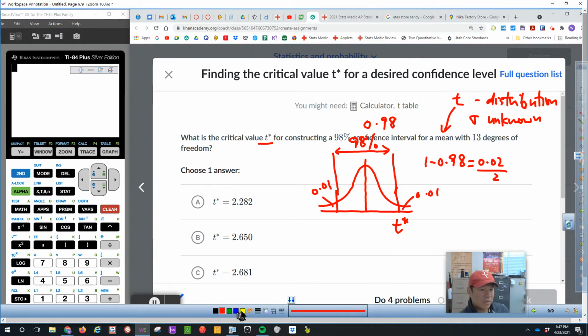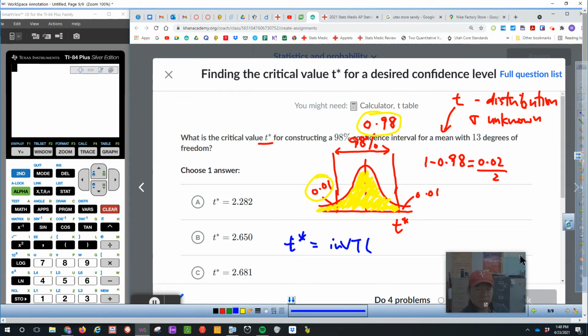The reason I did that is because there is a function on the calculator that calculates T star by taking into consideration the area to the left, the whole area left of the T star. So you're looking at this whole area, which means we need to add these together. And the function is inverse T. So the T star can be calculated using inverse T.